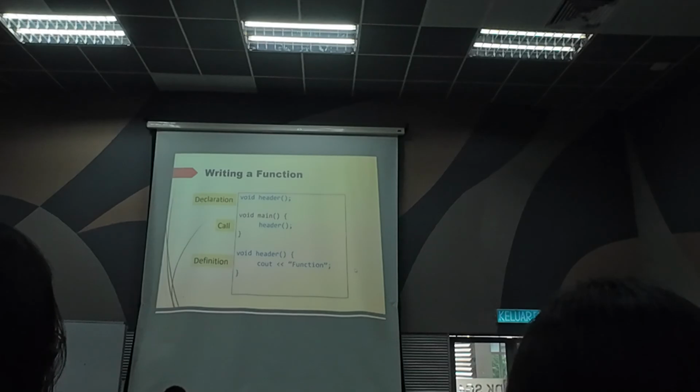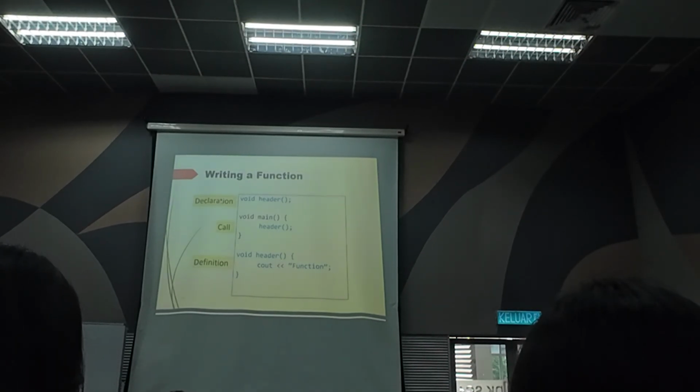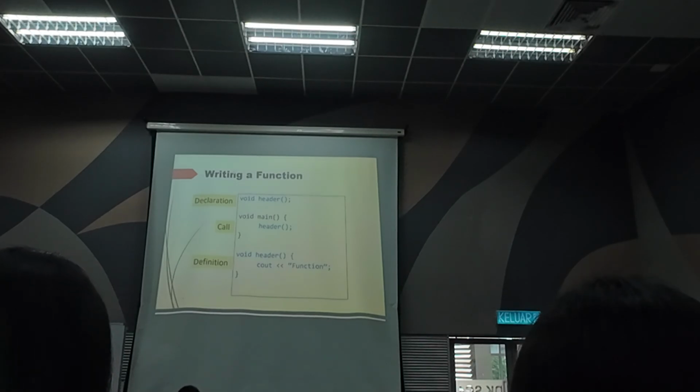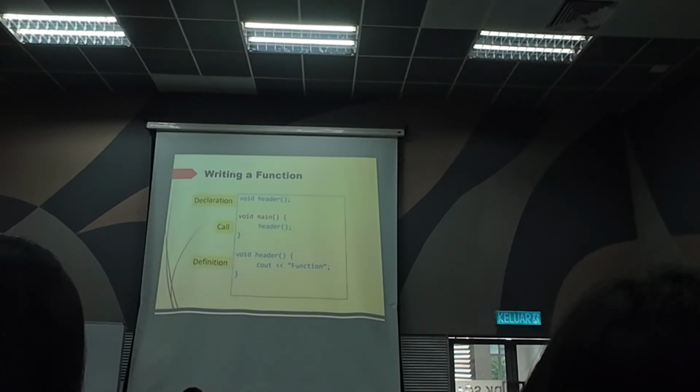In C++, there is a standard for how you write your functions. These are the procedures you use to create functions in C++. There are three elements: declarations, calls, and definitions. When you want to create a function, you first have to declare it, just as when you want to create a variable you declare it first, int then the variable name.